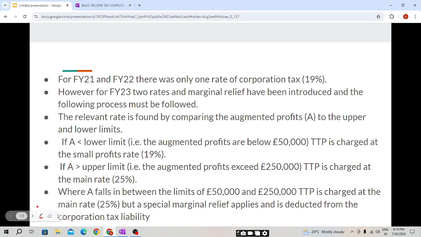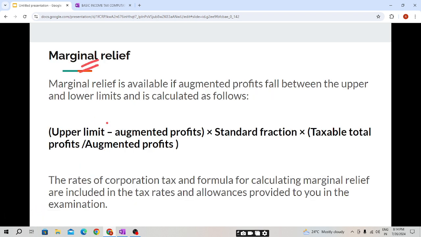Now students, we will be seeing the marginal relief. Then we will be solving questions. Marginal relief is available if augmented profit falls between the upper and lower limit and is calculated as follows: upper limit minus augmented profit, multiplied by the standard fraction of 3 divided by 200, multiplied by taxable total profit divided by augmented profit. The rates of corporation tax and the formula for calculating marginal relief are included in the tax rates and allowances provided to you in the examination.